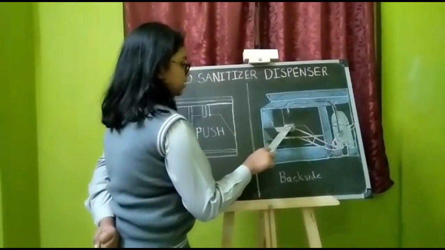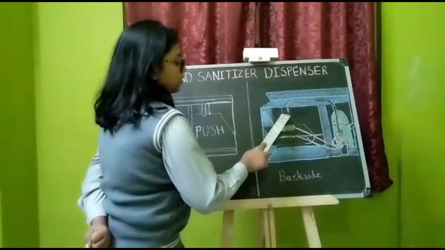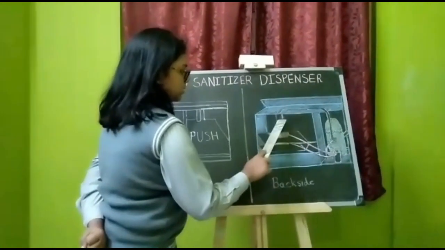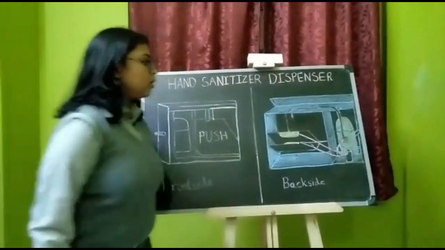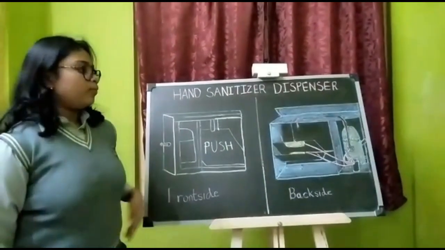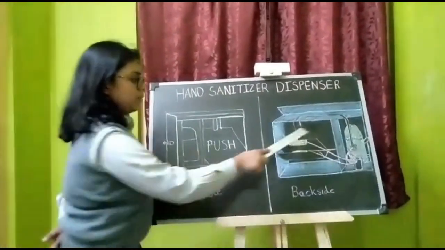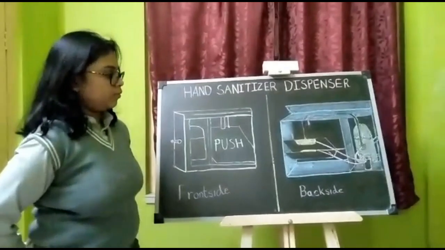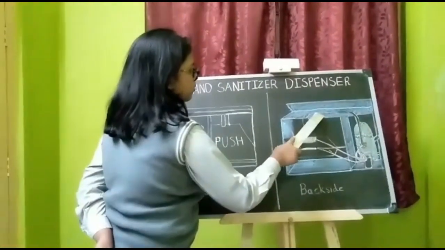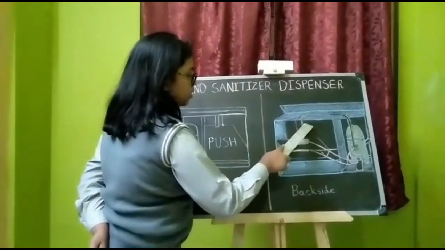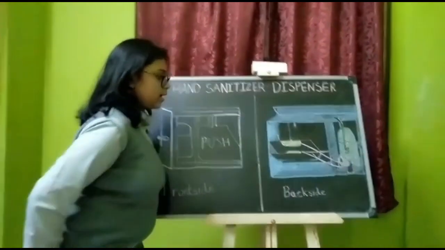Now this thread-like thing has some work. When you push this button, this thread pulls the rubber band which eventually opens the path of the straw, because it is blocked by a piece of cardboard. So this is how this whole thing works, and the sanitizer comes and dispenses on your hand.